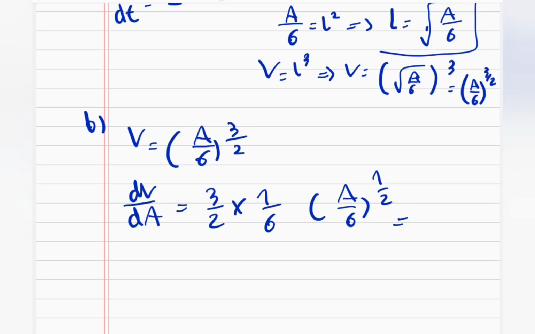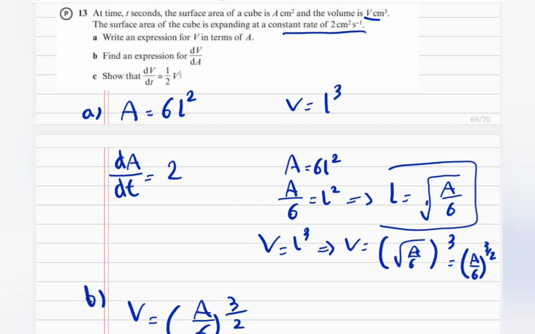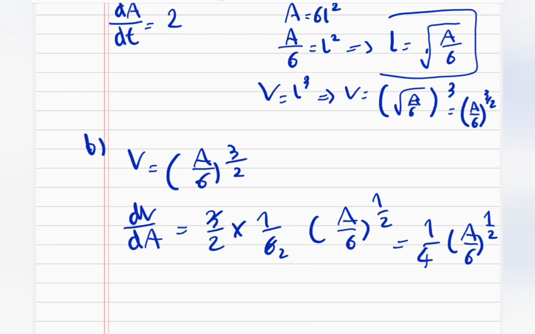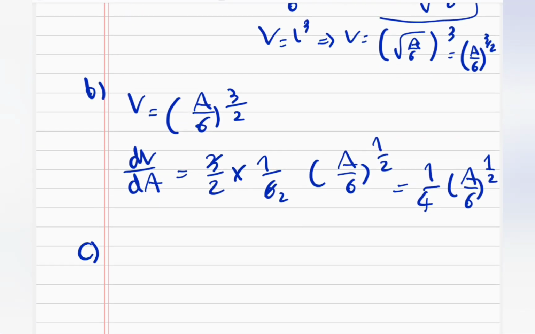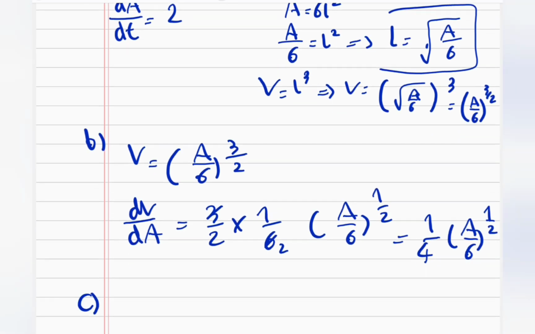And now we can simplify this. So here the 3 cancels out with this 2, and we are going to get a fourth times A over 6 to the power of a half. So we can leave the answer here, and this is basically an expression for dV by dA, and that's going to be useful for part C. So in part C, we want to show that dV by dt is equal to a half times V to the power of a third.